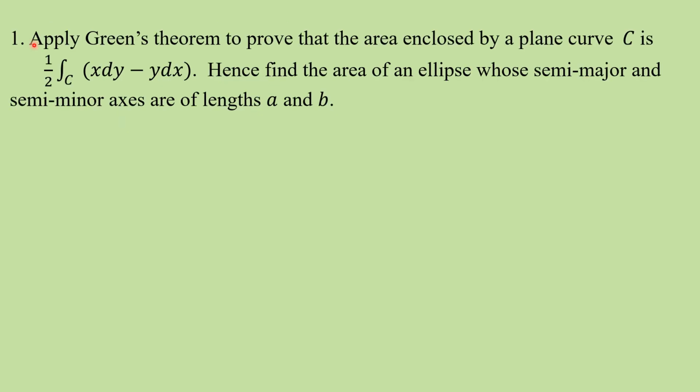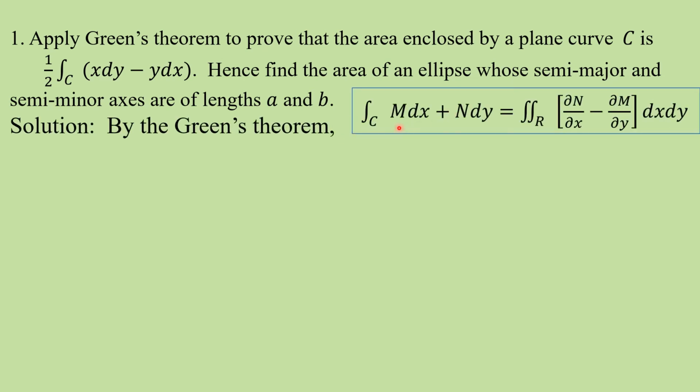The first problem is an application of Green's theorem, which we can use while finding the area enclosed by a plane curve. Apply Green's theorem to prove that the area enclosed by a plane curve C is half times the integral of x dy minus y dx over C. Using this, I can find the area of an ellipse whose semi-major and semi-minor axes are of lengths a and b, that is x square by a square plus y square by b square equal to 1. Now let me first take the statement of Green's theorem.